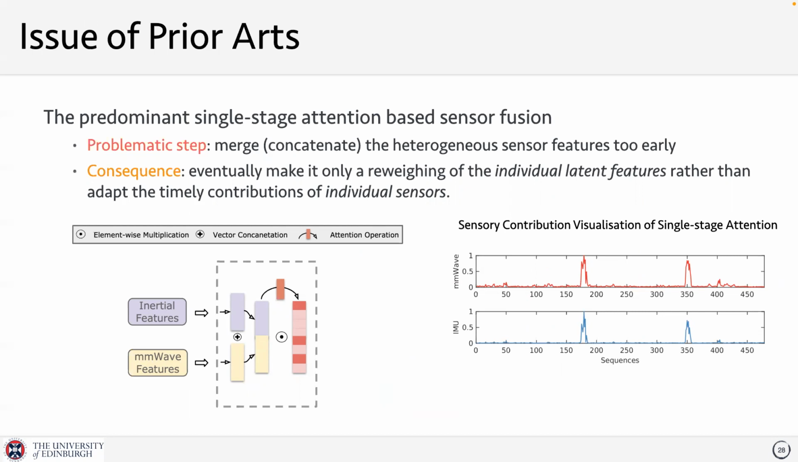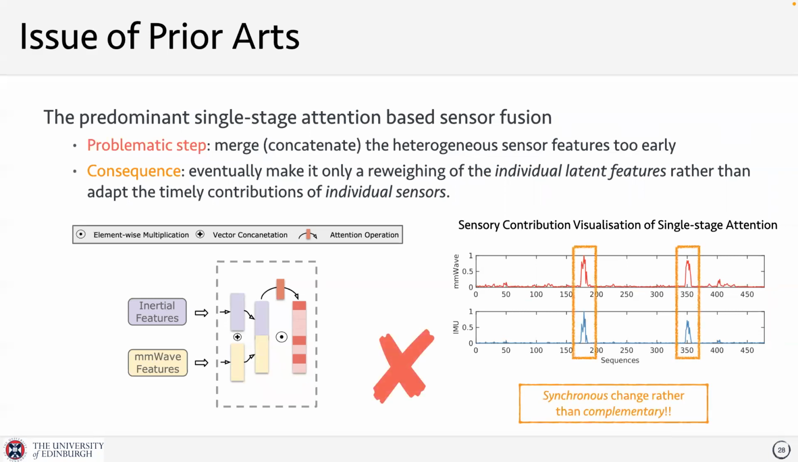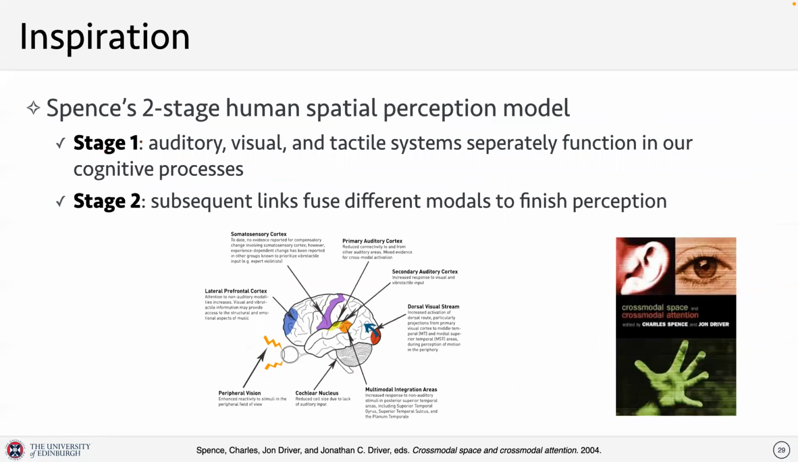But such methods merge the heterogeneous sensor features very early. They simply treat the problem as parameter reweighting for the neural network. As a consequence, more often than not, we can't see the complementary behaviors between our radar and IMU sensors. Instead they exhibit simultaneous changes, let's say, simultaneously tone up or tone down when some situation happens. We don't call this complementary behavior among the sensors. So can we make the sensor behaviors more complementary, even in a deep neural network?